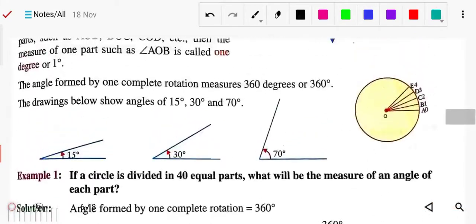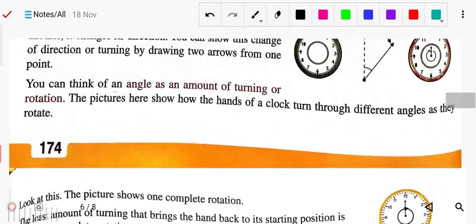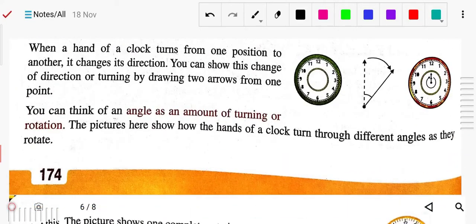Suppose some angle is given, so how will we measure it? Measurement of angle is about like that. First of all, we have to think of an angle as an amount of turning or rotation. What is an angle? An angle is an amount of turning or rotation, meaning how much it is turned.